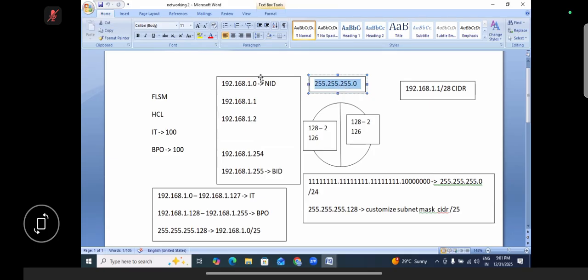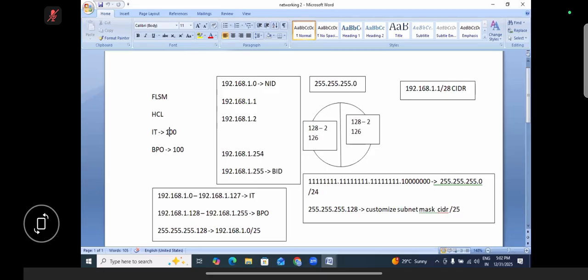255.255.255.0. This is a compound wall, right? This outline is 255.255.255.0. It's a compound wall. Subnet mask, right? It means 1 to 254, they have the communication. Means the IT department can communicate with BPO, and BPO people can also communicate with IT, right? This is a good deployment.